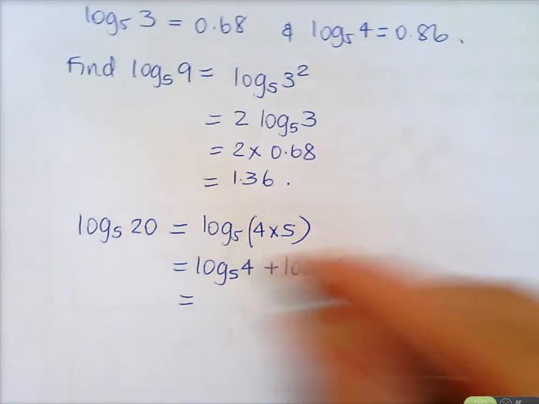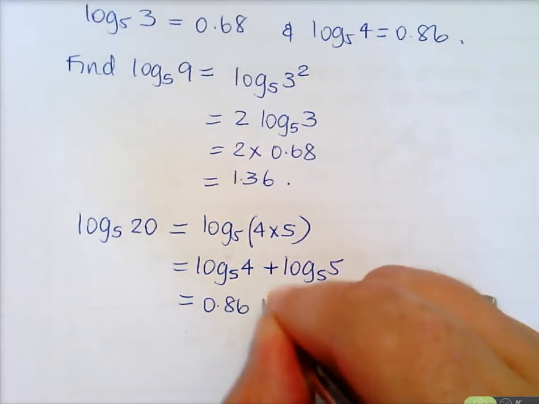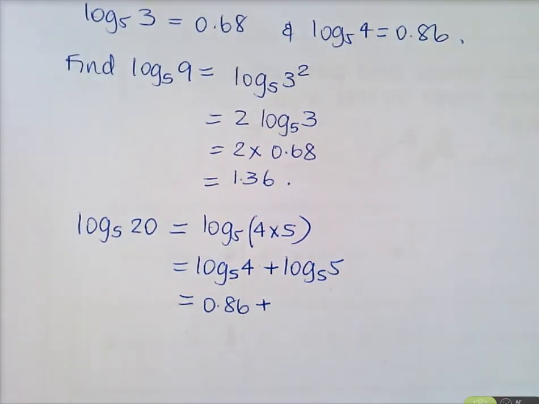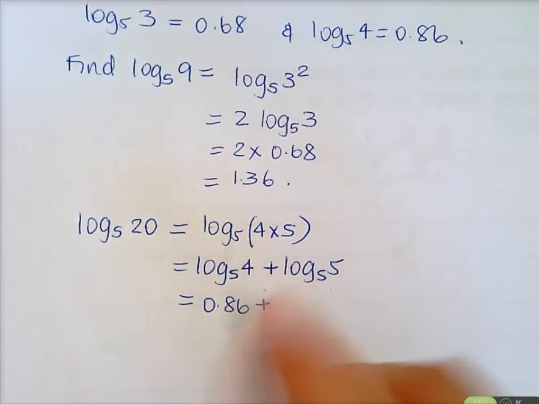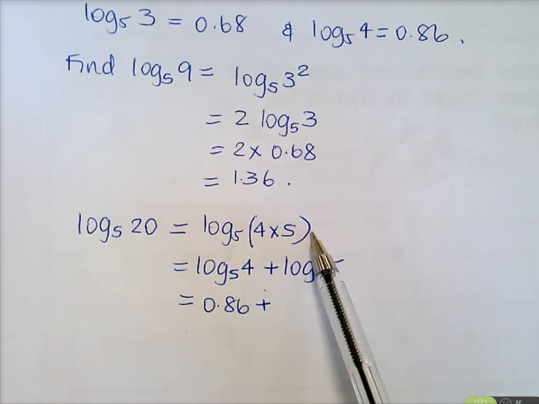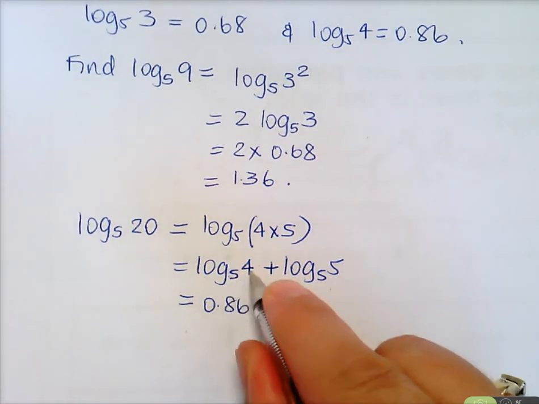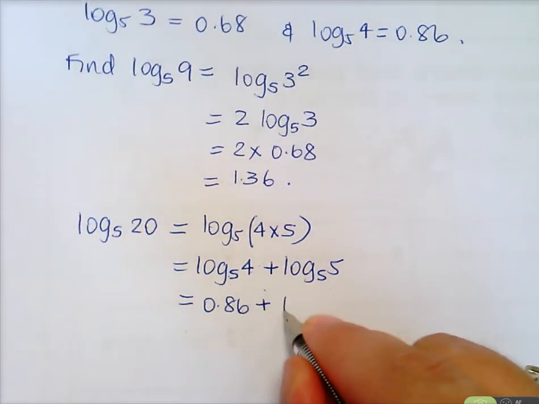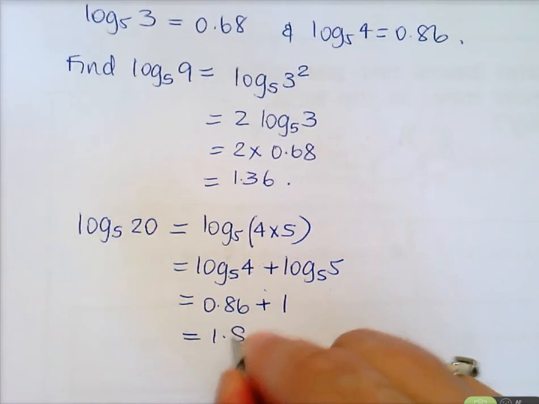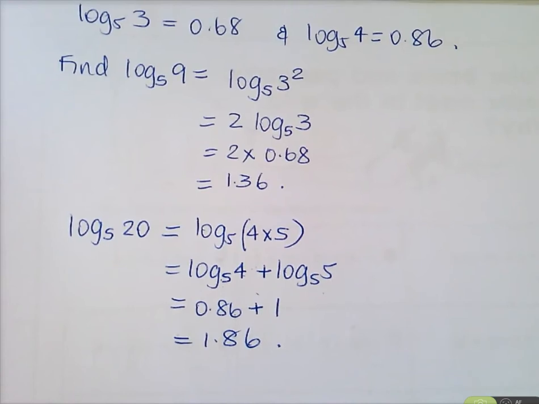1. So log to the base 5 of 4, we know, is 0.86, plus, you know how we did log to the base e of e, log to the base 2 of 2, and so on. So this one, 20, you've got to think of it in terms of 3 and 4. We've got 4 times 5, and that's okay because log to the base 5 of 5 is 1. So log to the base 5 of 4 is 0.86 plus log to the base 5 of 5 is 1. Answer's 1.86. Done those. Just one more.